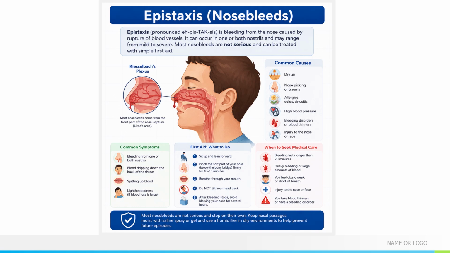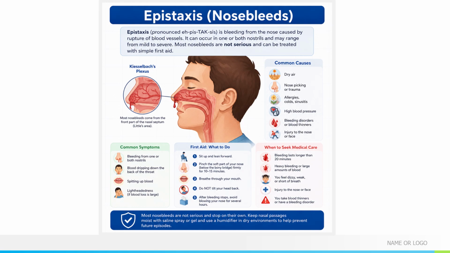The health provider will ask questions such as, when did the bleeding begin? Has this happened before? Was there any trauma? Are you taking any blood thinners? Do you have a history of hypertension or any bleeding disorders? Have you recently had a cold, allergies, or a sinus infection?